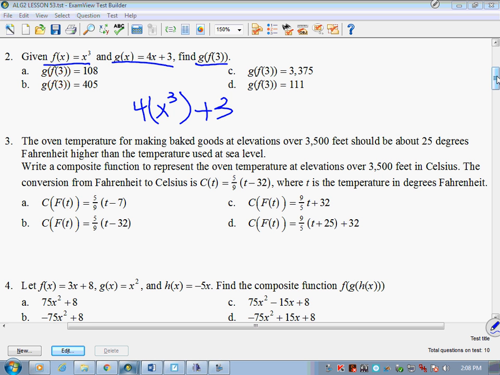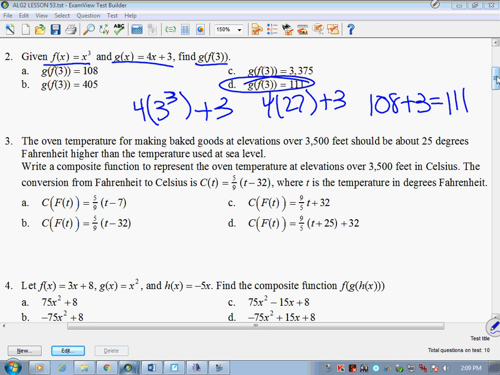All right, but did I miss anything? I forgot to do what? I need to change that x to a 3. All right, so because now it's all numbers, I can get an answer here. What's 3 cubed? 27. So I got 4 times 27 plus 3. What's 4 times 27? We're just following order of operations here. 108 plus 3, 111. So we're getting our answer right there.